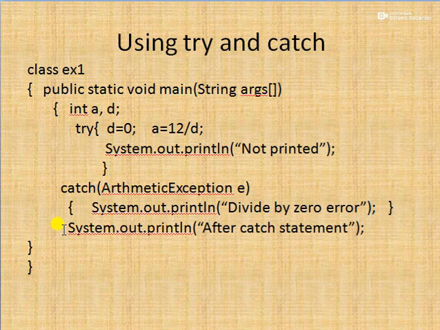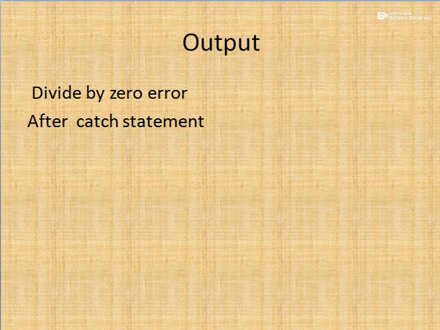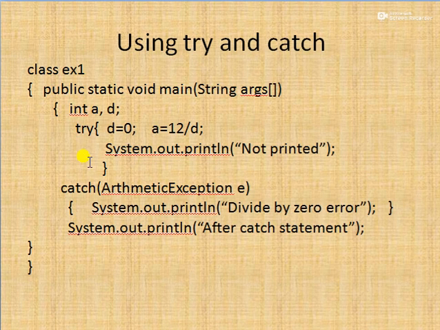And after the catch statement, the system.out.println statement is available in the main method, so that will be executed by default. So after the catch statement is the output. Here we are creating the exception and we are handling it. We are not terminating the execution of our program. So like this we can handle the exceptions.